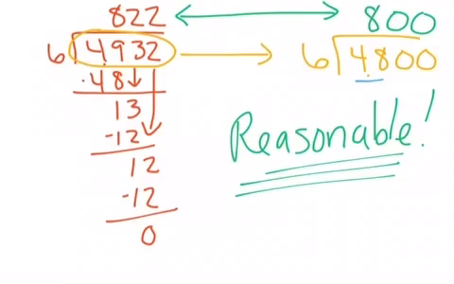I see 2 zeros down below. I have 2 zeros in my answer, so now I'm just looking at 48 divided by 6. 48 divided by 6 is 8. So there you go. 800 is my new rounded answer. Now I check my answer. So 800, 822, definitely reasonable, definitely close enough, good to go.